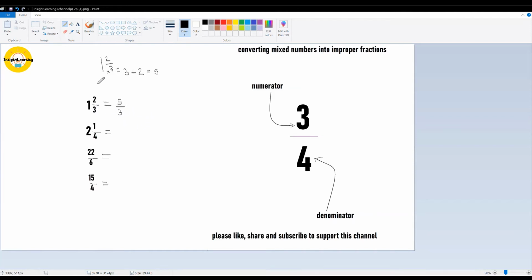So you multiply the whole number with the denominator, which gave us 3 in this case. We add the numerator, which is 2, and then the result gives us the numerator for our improper fraction, and the denominator stays the same. Now let's try this with a different sum.